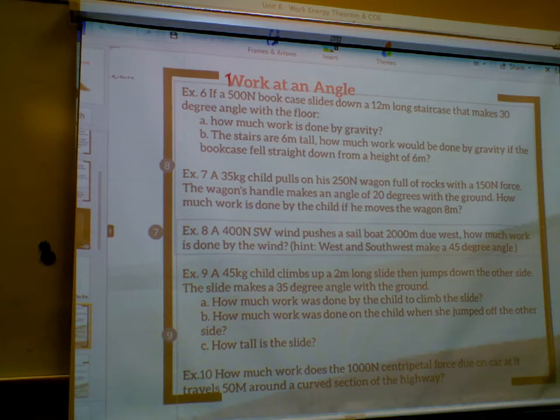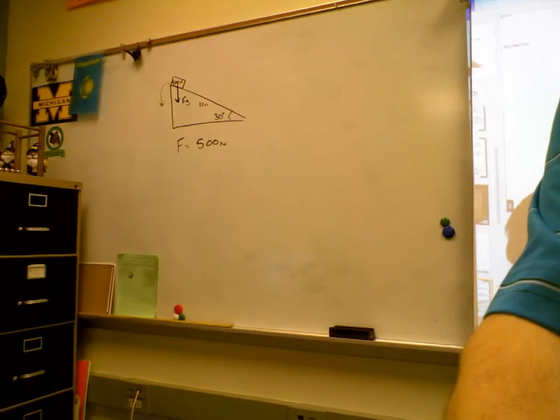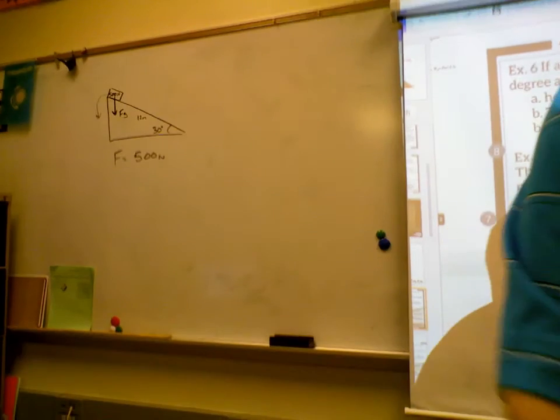Okay. Example 6. So the 500 Newton force is downward, right? What's the angle that the 500 newtons makes with the 12-meter hypotenuse? Anybody know? 60. I know 60, Golnas.